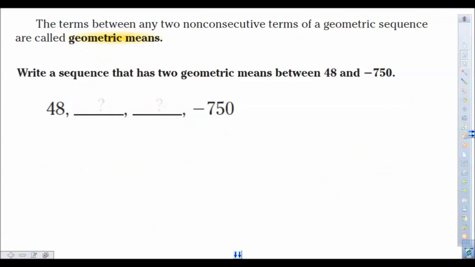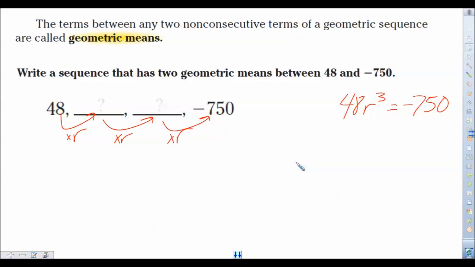Recall at one point we were asked to work with arithmetic means in 12.1. Now let's do it with geometric means. Notice that if we start at 48 and travel in this direction, we multiply by R, here we multiply by a second R, and here we multiply by a third R.